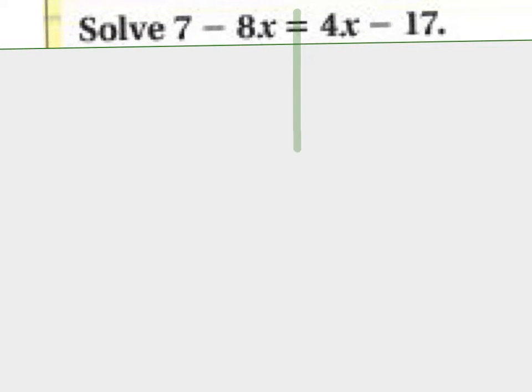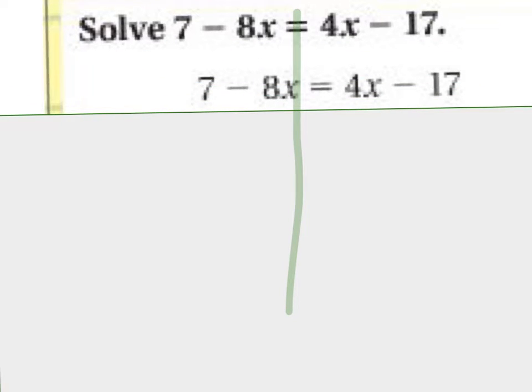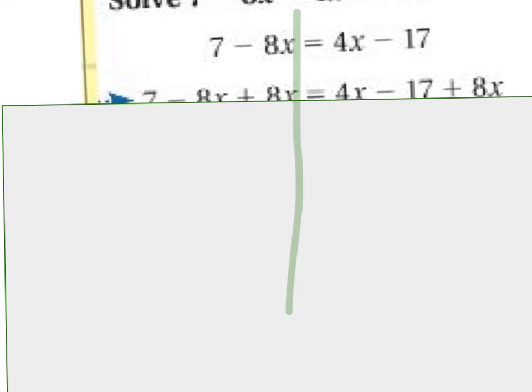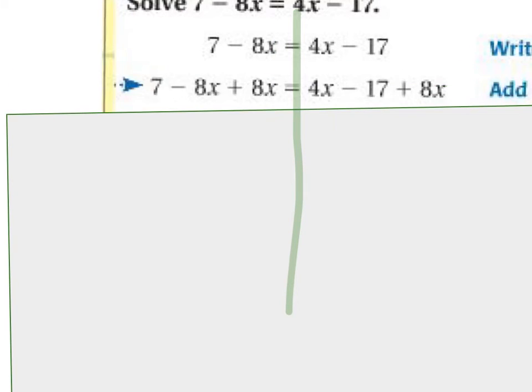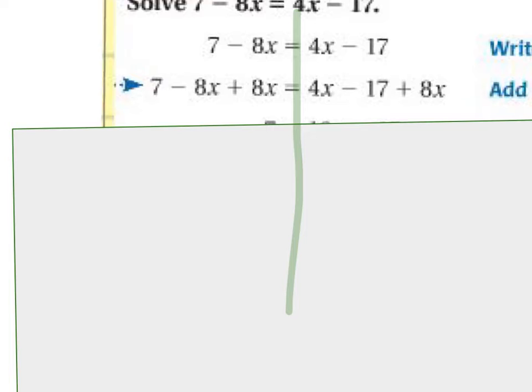So separate both sides of the equal sign. It just makes it easier for you to see. I want all the x's on the one side, all the constants on the other. What they did here was, first of all, you rewrite the problem. They decided that they were going to bring this 8x to the other side. So they added 8x to both sides, plus 8x, plus 8x.